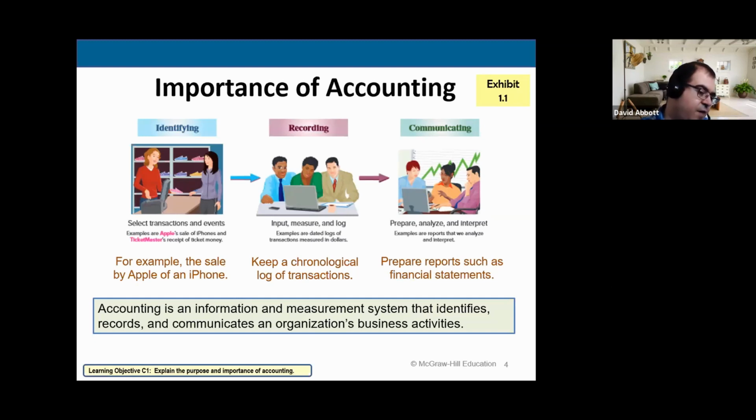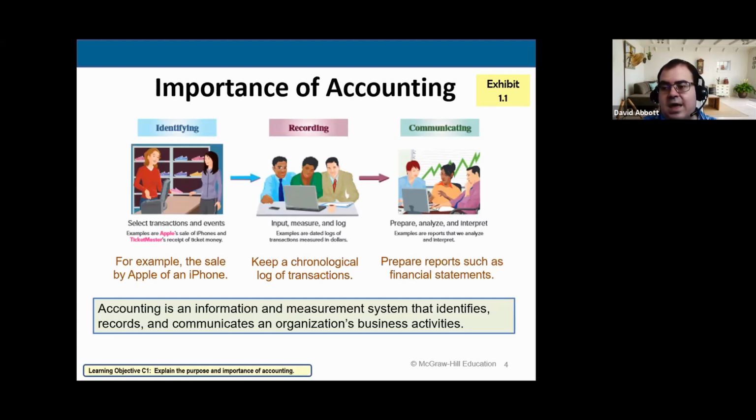Identifying business activities requires that we select relevant transactions and events, because remember, there are some things that we don't necessarily have to record. We'll talk about that later. Recording business activities requires that we keep a chronological log of transactions and events measured in dollars. We do that through our journal entries, which then go into our ledgers and then into our financial statements. And communicating business activities includes preparing accounting reports, such as financial statements, that we analyze and interpret.